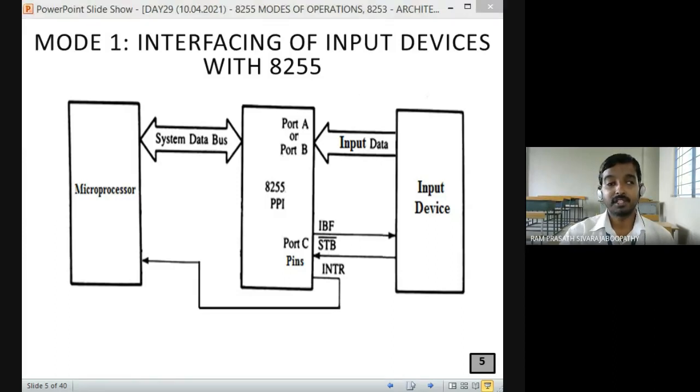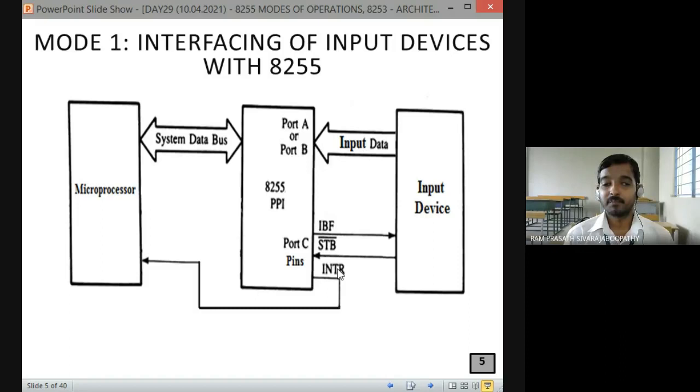What about port C? What is done with the input on port C? Some signals are there. Correct? This signal we call a handshaking signal. IBF, STB bar, INTR are not physical pins for us. In the 8255 IC we don't have these physical pins. Correct? Where do these pins come from?